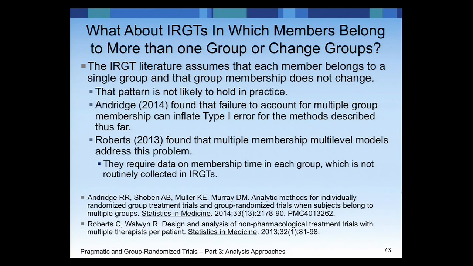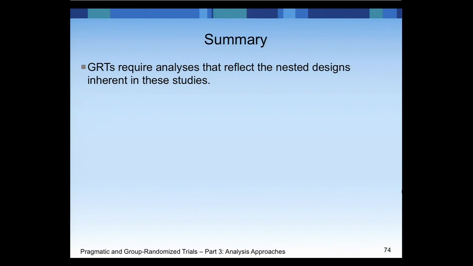Let me note as well that this general issue also applies to group randomized trials. So if group membership changes over time, as can happen, for example, in a school-based study where we start collecting data in junior high school and continue to collect data after the students have moved on to high school, it's important to take into account the time spent in each group and not just take into account the original groups that were randomized.